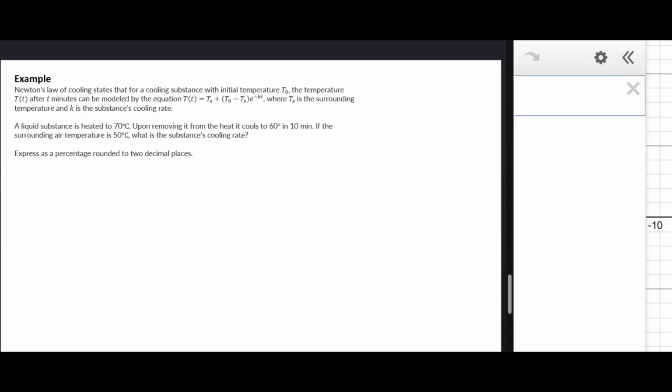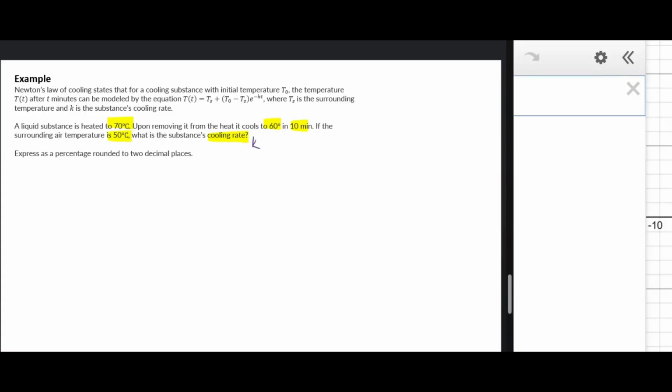So surrounding temperature would mean like the temperature of the room. And k is going to be a constant that represents the substance's cooling rate. So we have a liquid substance heated to 70 degrees Celsius. Upon removing it from heat, it cools to 60 degrees in 10 minutes. If the surrounding air temperature is 50 degrees Celsius, what is the substance's cooling rate? So since it's asking us for the rate, it's telling us to find the value of k in this equation.